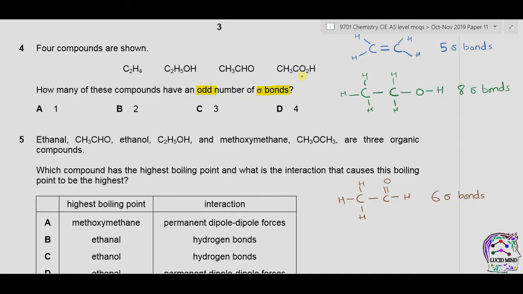Similarly, in the last one we have carboxylic acid. There are 2 carbon atoms, 4 hydrogen atoms in total, 2 oxygen atoms. So the number of sigma bonds is 7, while we have 1 pi bond. So we can see that we have 2 odd numbers and 2 even numbers. The answer is therefore B.